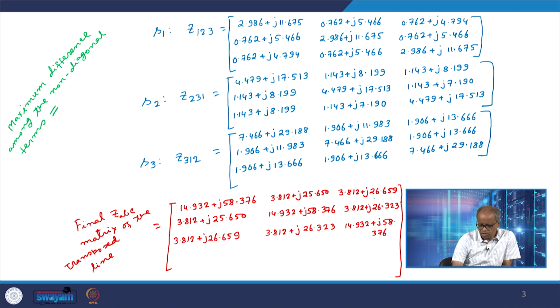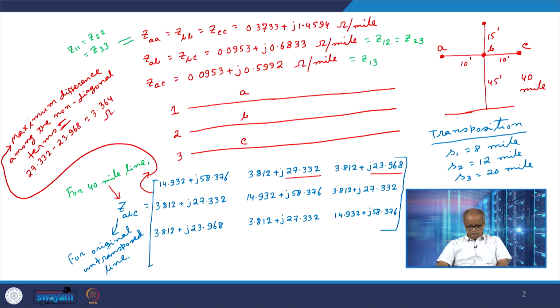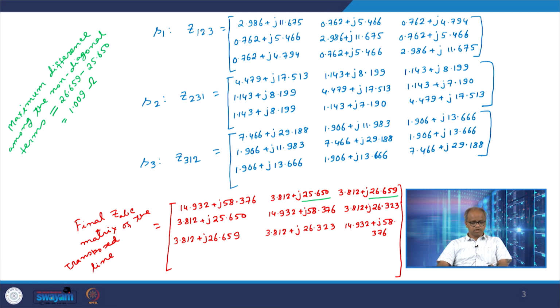That is equal to, you see, this is only between this and this, 26.659 minus 25.650. That turns out to be 1.009. So, you see, when there is a transposition, the difference among the off diagonal terms reduces. That means the performance of the line becomes more and more balanced, right? It is actually almost 3 times. It was earlier 3.364 and here it is just 1 ohm. So, therefore, this particular amount of difference has reduced by more than 3 times.